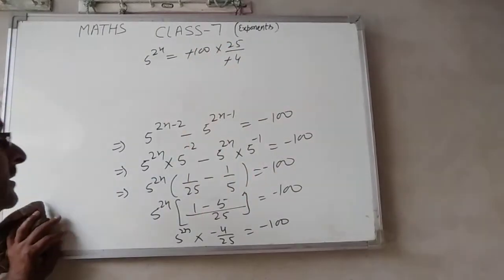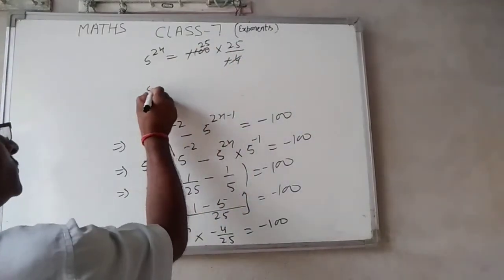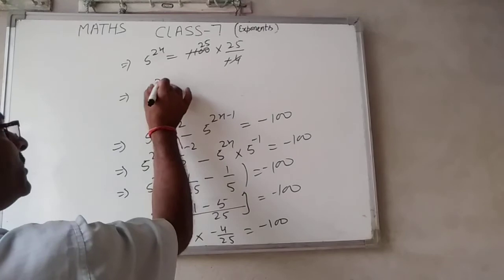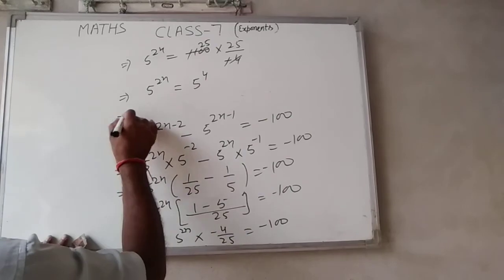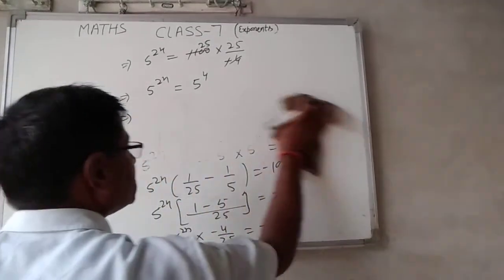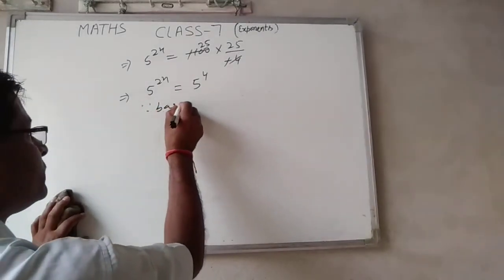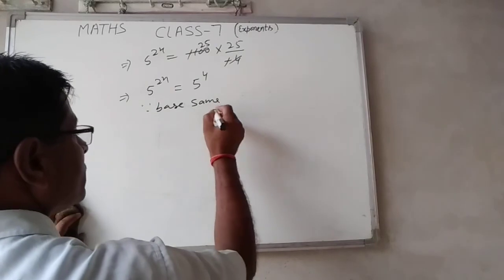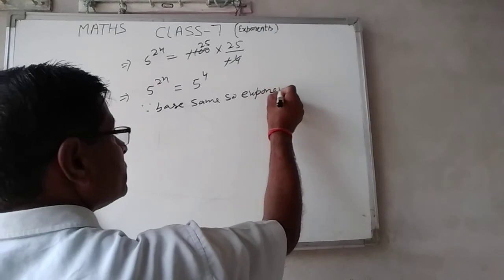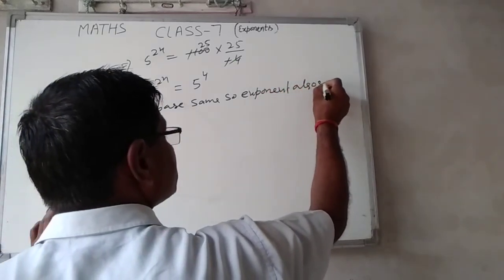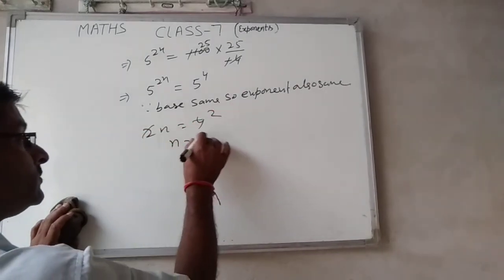Minus cancels minus, and 4 cancels with 100, leaving 25. So we can write 5 to the power 2n is equal to 5 to the power 2 times 5 to the power 2, which becomes 5 to the power 4. Now again you can give the same reason: since bases are the same, exponents are also the same. So 2n is equal to 4. So 2 cancels, and n is equal to 2. Answer.